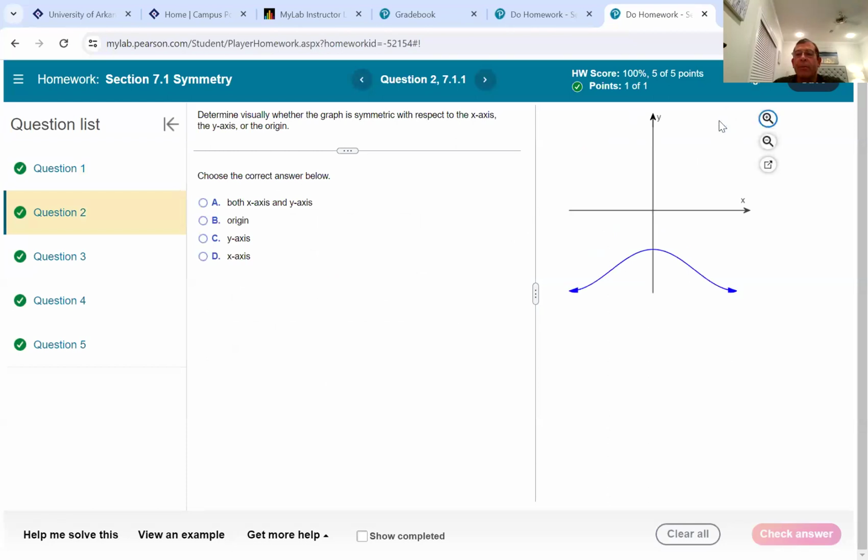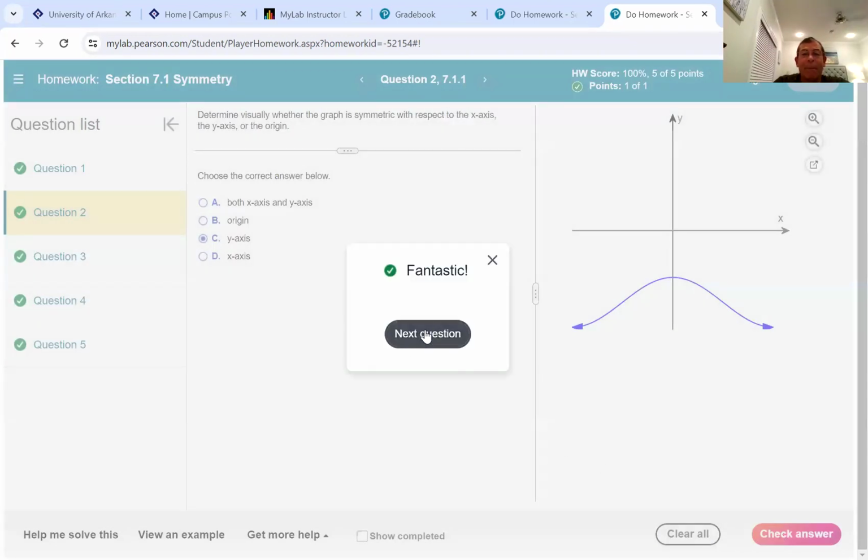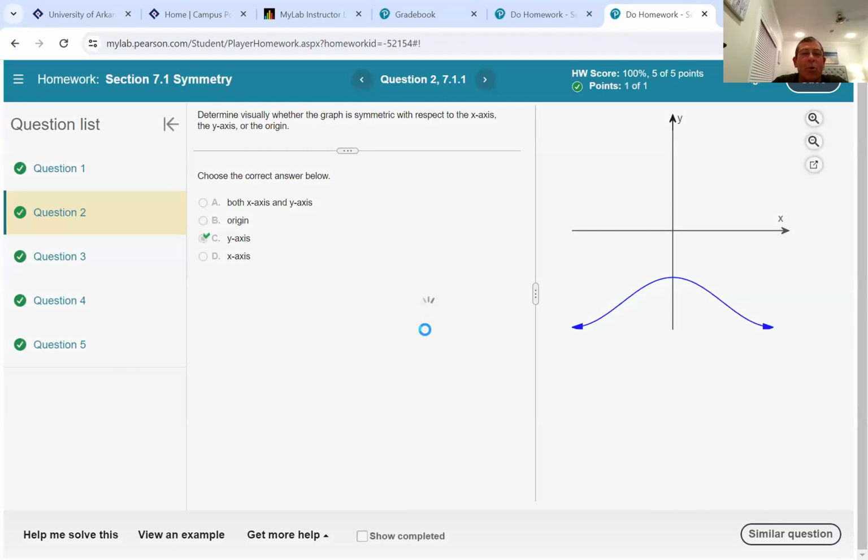All right, let me make this one bigger. Knowing what I just told you, what do you think about this graph? Is this graph symmetric to both the x and y, the origin, the y-axis or the x-axis? The y. So it cuts it right in half into two even parts, and if you fold that over, it's going to land on itself. Good job. Let's try one more with you.